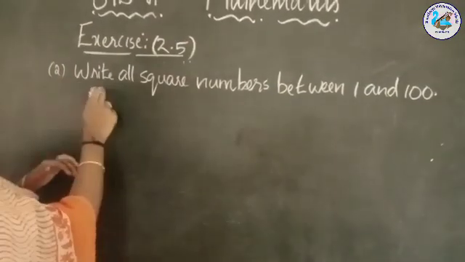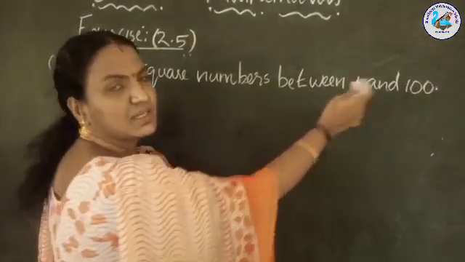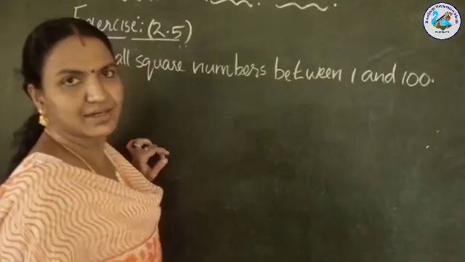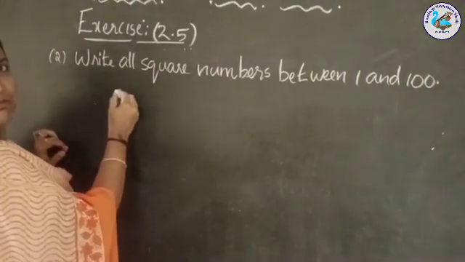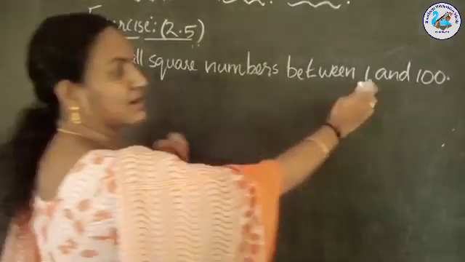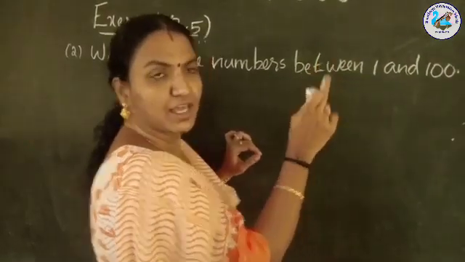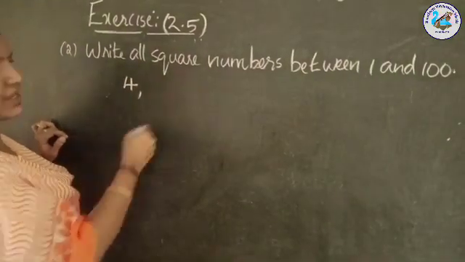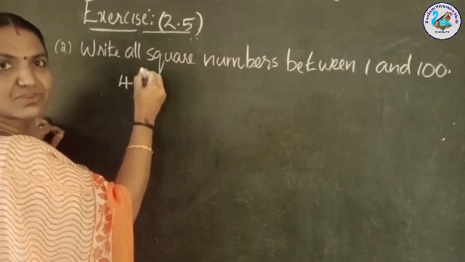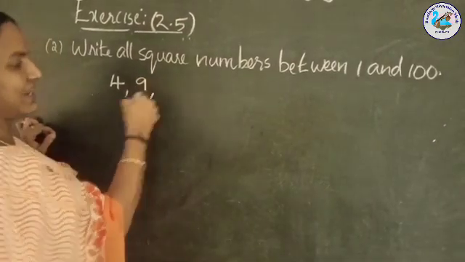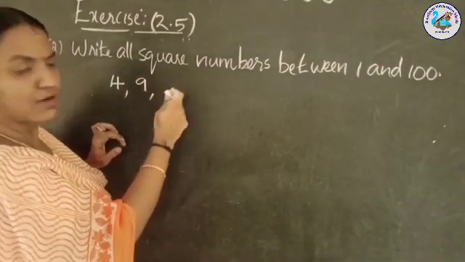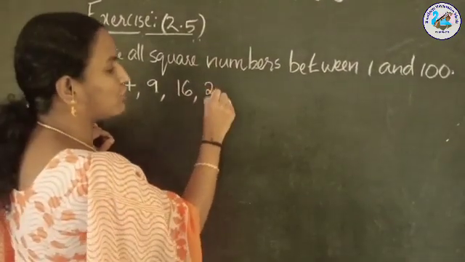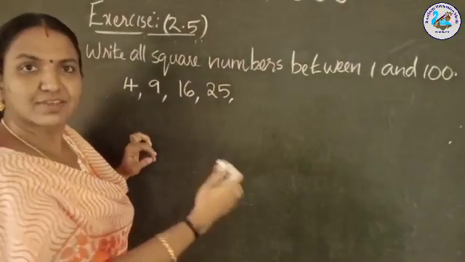Question number 2. Write all square numbers between 1 and 100. Between 1 and 100 means, what is the next number after 1? 2. So 2 square is 4. Then 3 square is 3 into 3, 9. Next one, 4 square, 4 into 4, 16. 5 square, 5 into 5, 25. 6 square, 6 into 6.